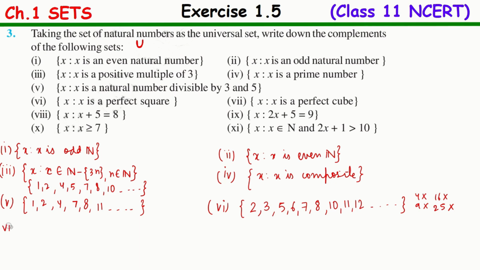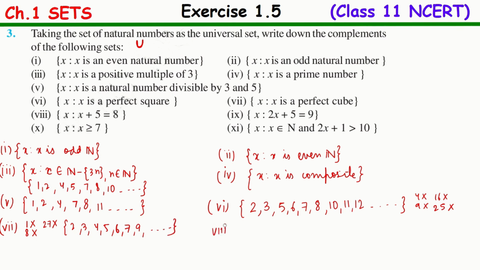Next, seventh part says that X is a perfect cube. So we have to remove the perfect cubes, like 1 is the cube of 1, we have to remove that. 8 is the cube of 2, it should not be present in the set. Then 27 should not be present. So the set contains 2, 3, 4, 5, 6, 7, 8 should not be present, then 9, like this. We have to remove all the perfect cubes.